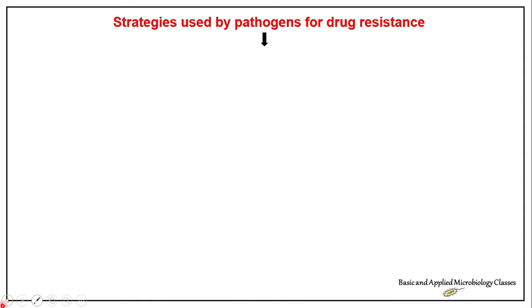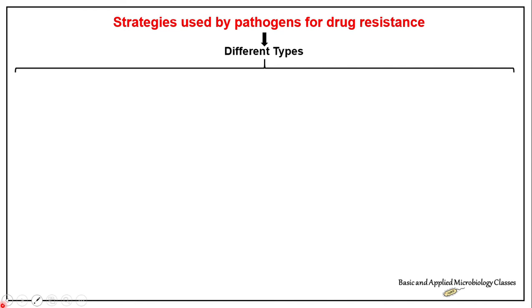So remember, strategies are of different types. And now what are these different types of strategies? One by one we are going to cover these strategies. So first strategy is what? Preventing entrance of the drug. As its name indicates, the pathogenic bacteria will prevent the entry of the drug. It will not allow the drug to enter inside the cell.